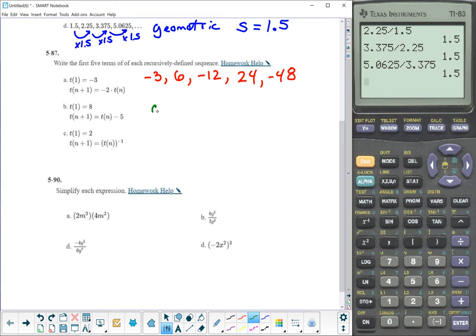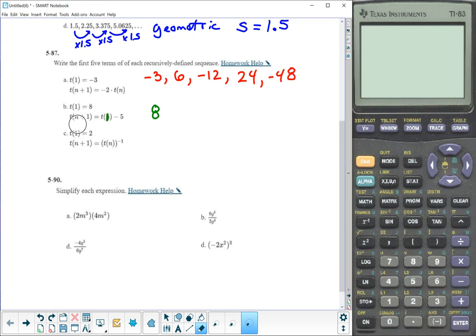B. Okay, so term 1 is 8. That's what it says right here. Term 1 equals 8. And to find term 2, you got to put a 1 in place of the n, which means I put a 1 here, so t of 1 plus 1. So 1 plus 1 makes 2. So T2, or term 2, is going to be term 1, which is right here, which is 8. So term 2 is going to be 8 minus 5, which makes 3.